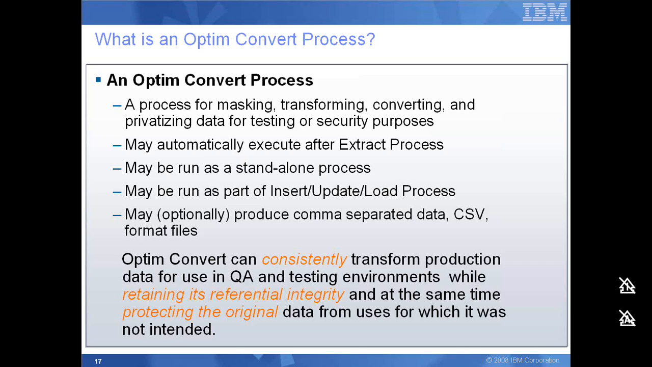The Optim Convert process consistently transforms production data for use in QA and testing environments while maintaining referential integrity and protecting the original data from use for which it was not intended. Okay. So it's very essential that when I'm modifying the data from the production system in the extracted file, I ensure that the referential integrity that existed in the production system is also maintained in the privatized data. Otherwise, the application logic will fail.